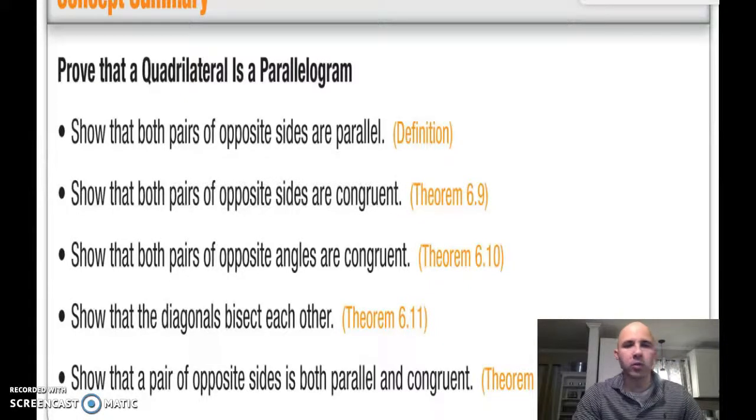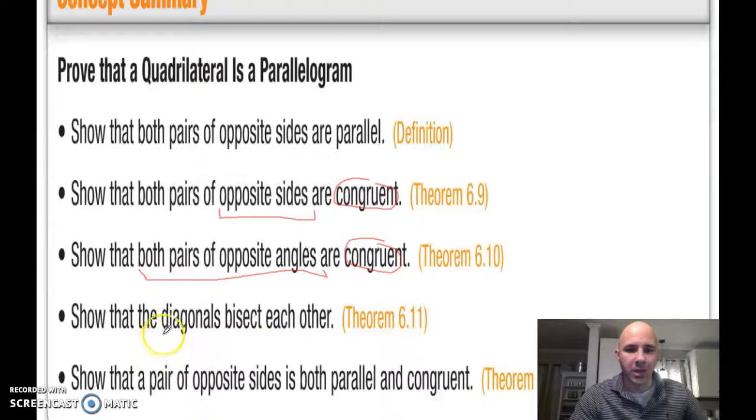All right, this is part 2 in benchmark number 26. This is proving parallelograms. So I want to go through the list here to prove that a quadrilateral is a parallelogram. Number 1, you want to show that both pairs of opposite sides are parallel. Number 2, you want to show that both pairs of opposite sides are congruent. Number 3, you want to show that both pairs of opposite angles, highlight that, are congruent.